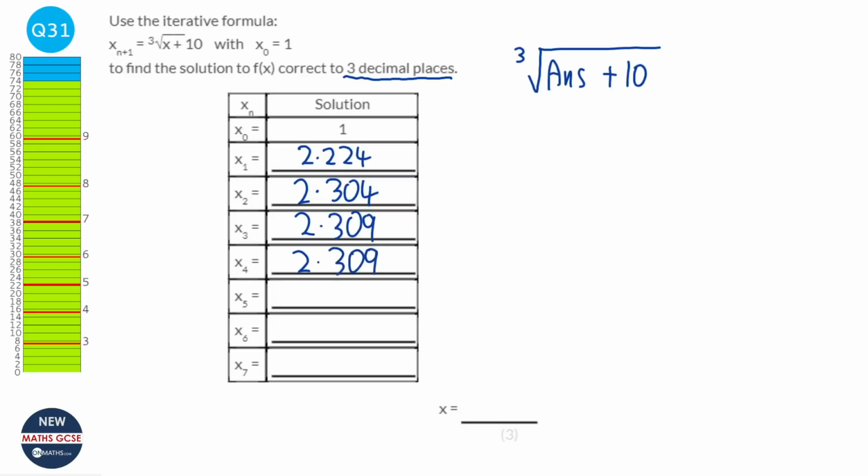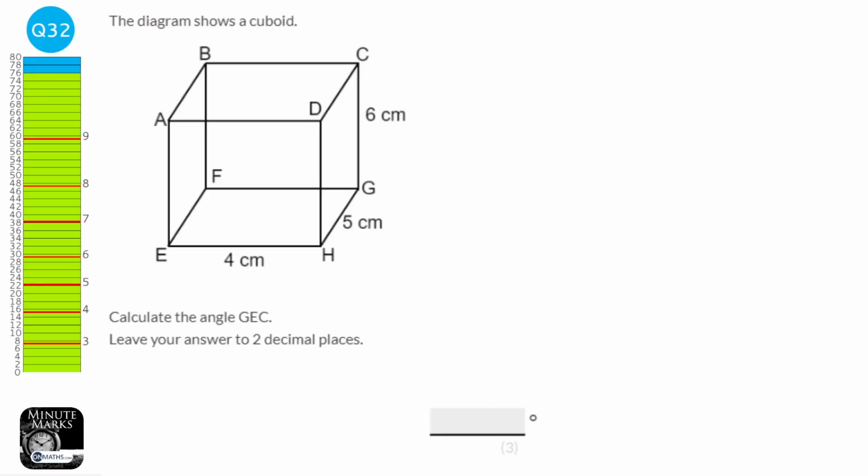2.309. Now, when you get the same answer twice, you can stop. That is our answer. So our solution is 2.309 to 3 decimal places.